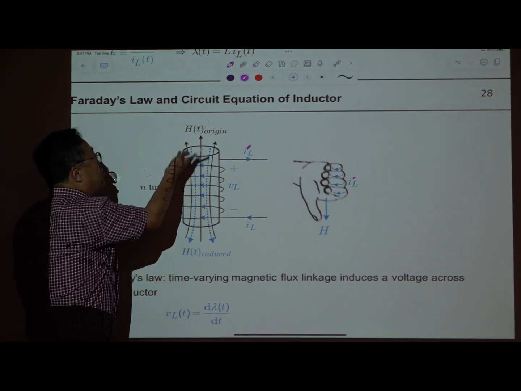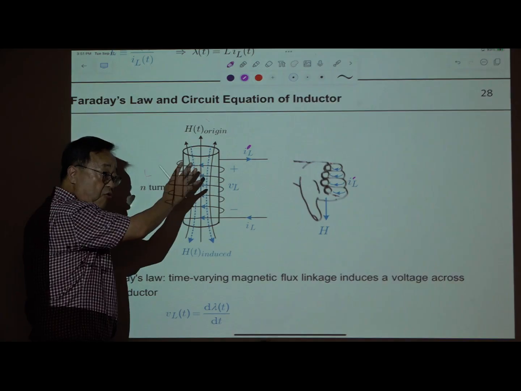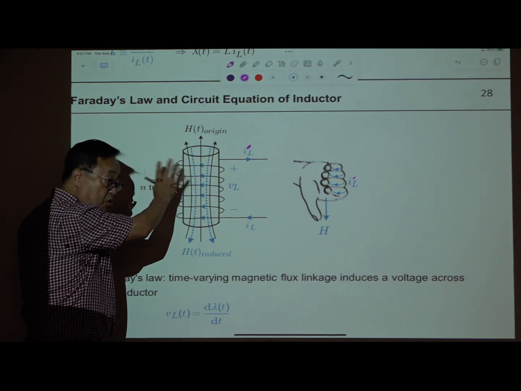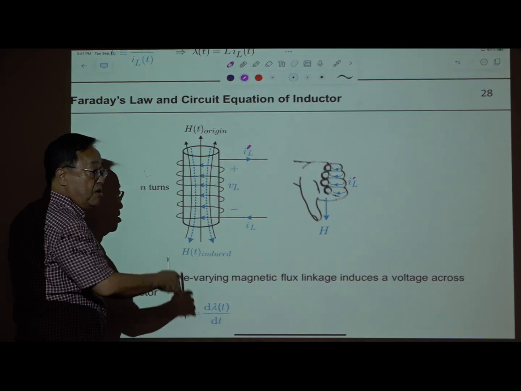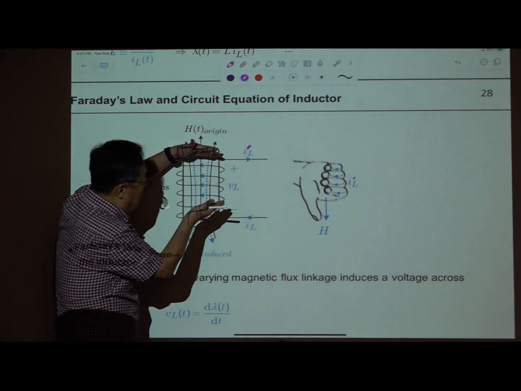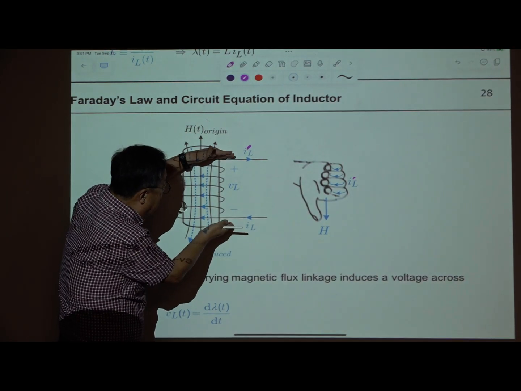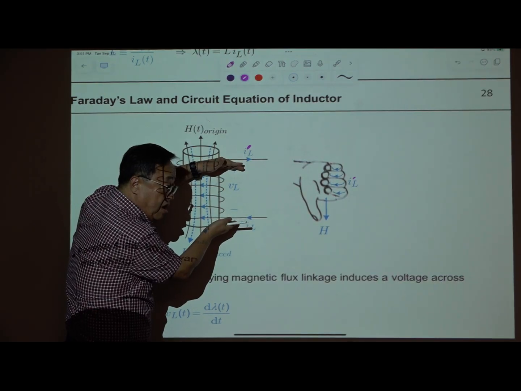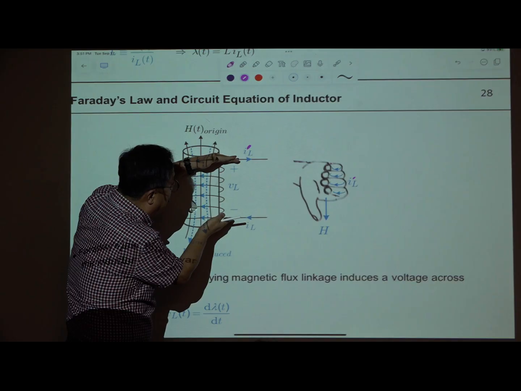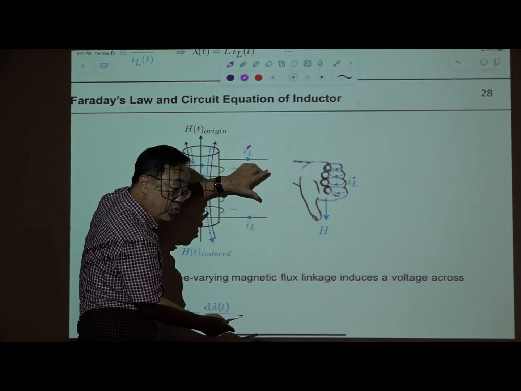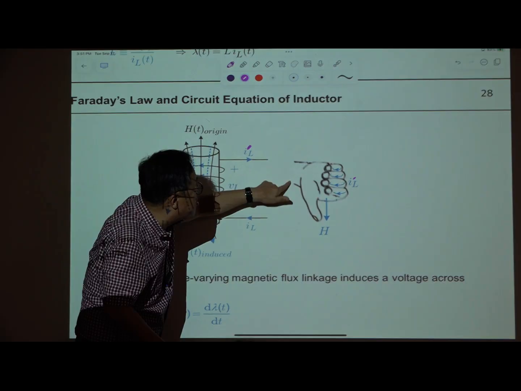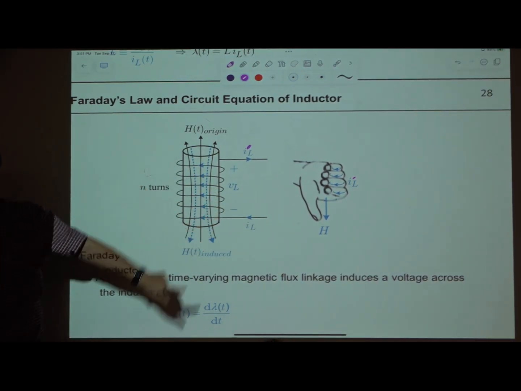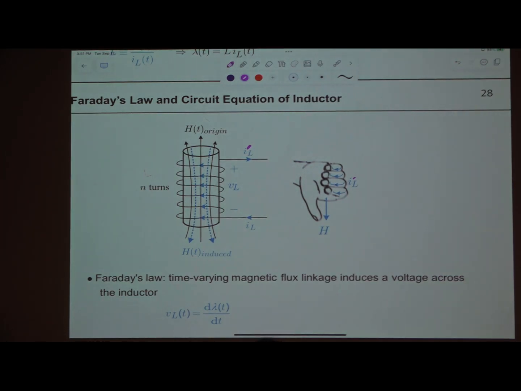So this change in this direction was the original one, the source of this process. Then the voltage will develop across here by this equation, and the polarity is such that if voltage is developed, then current will flow through this, if something is connected in between.